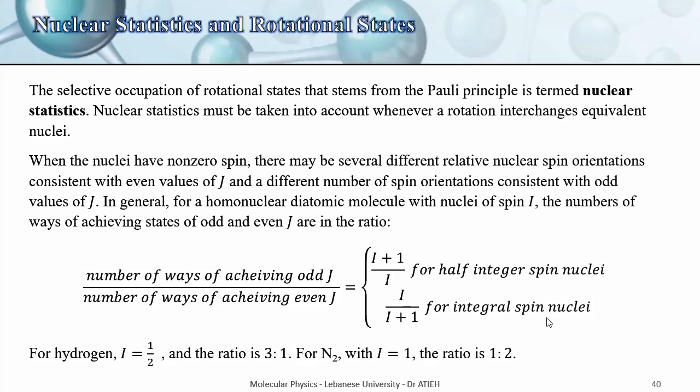Let's take an example. If we have a hydrogen H2 molecule, I is equal to half. So we substitute here. We get half plus 1 over half, because it's a half integer, equals 3 over 2 over half. It is 3 over 1. That means for every 3 molecules in odd J, there is 1 molecule in even J. That's it. This is the meaning of this ratio. Let's try N2. Its nucleus has spin 1, so we substitute in this formula: 1 over 1 plus 1 is 1 over 2. That means for every 1 molecule in odd J, there are 2 in even values of J.